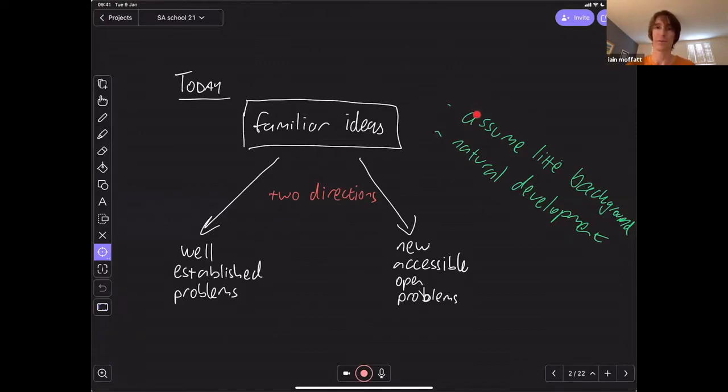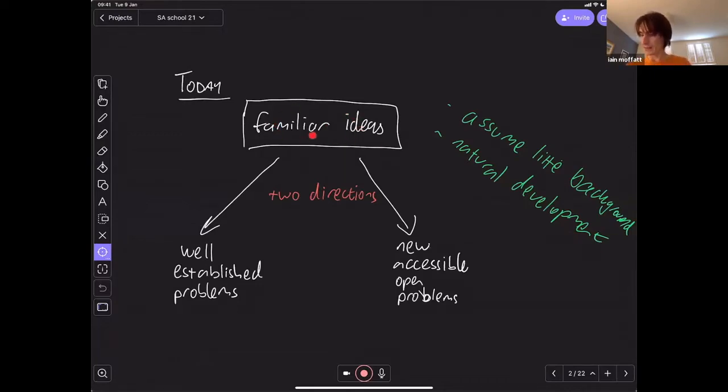So I know that lots of people have different levels of experience. So really, I don't want to assume more knowledge than undergraduate graph theory. And by doing that, I hope to emphasize the natural development of ideas in topological graph theory. So I'm going to just start off with some very familiar ideas.